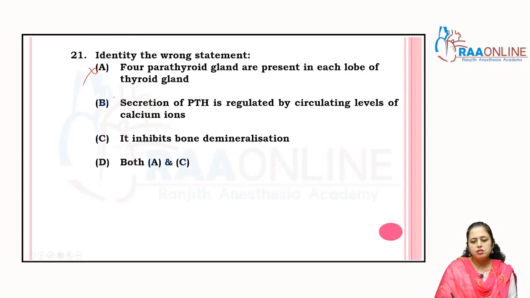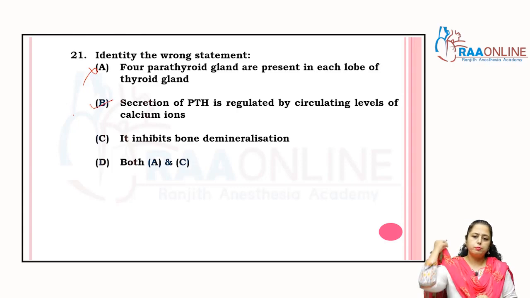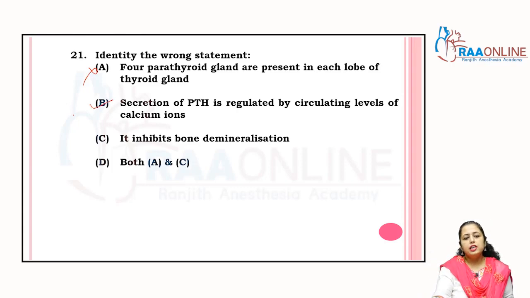Right? Secretion of PTH is regulated by circulating level of the calcium level. Okay, parathormone, which is also known as the collapse hormone, is regulated by the circulating level of the calcium ions. If the calcium ions are in proper amount, then there is no necessity for the secretion of the PTH, right? So PTH helps to maintain the blood calcium level, right? It inhibits the bone demineralization. No, it stimulates the bone demineralization, so PTH can increase the blood calcium level.